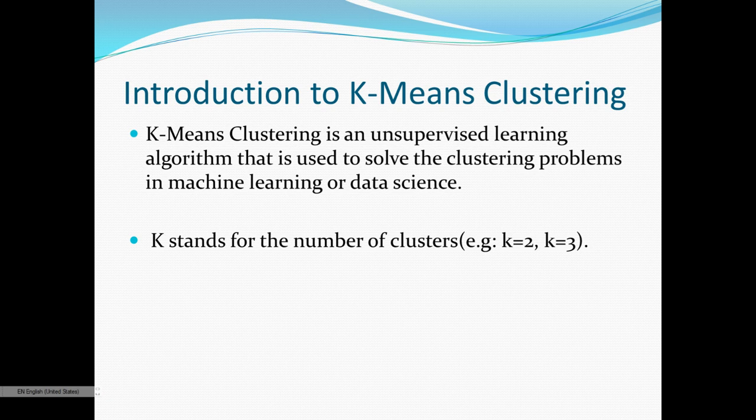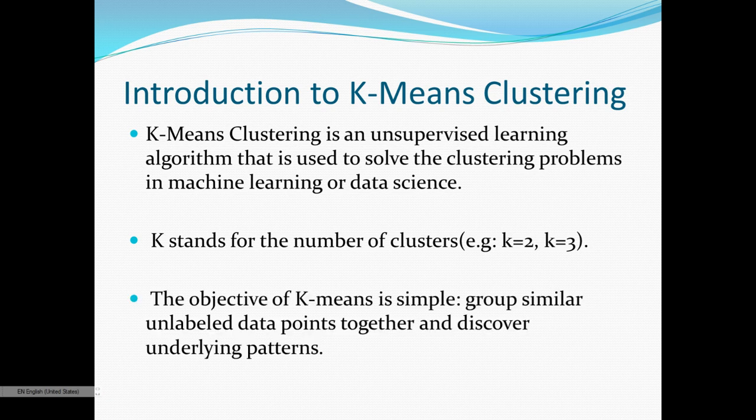Now the K stands for the number of clusters. Example K2, K3. Number of clusters means number of groups. Now the objective of K-means is simple: group similar unlabeled data points together and discover underlying patterns to create new groups and find out more patterns or similarities between them.